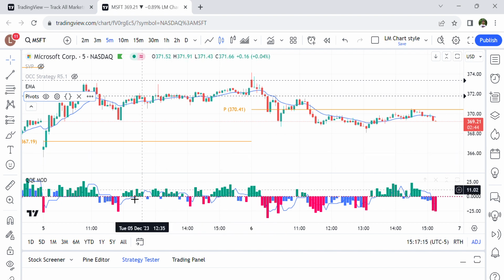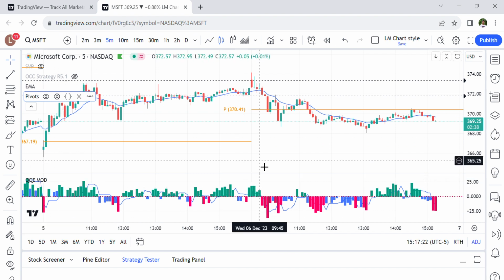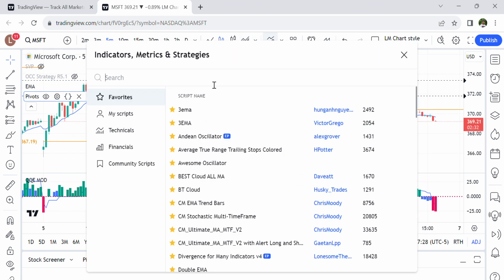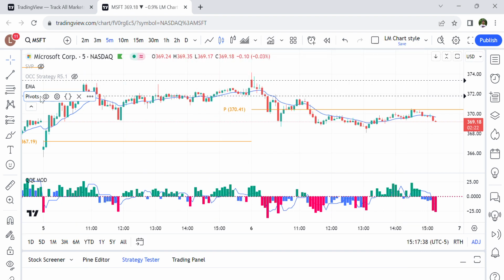In this video, I'm just using three indicators. The first is pivot point, EMA, and QQE mod. We'll go ahead and see the settings of the indicators. The first indicator is pivot. If you just type in pivot and search, you can see pivot points standard. So this is a standard indicator. Just add it, and let's go to the settings.